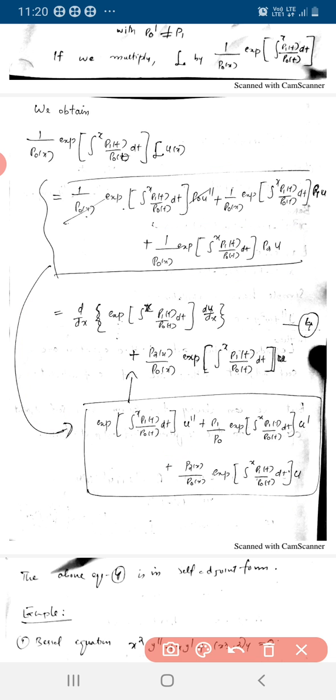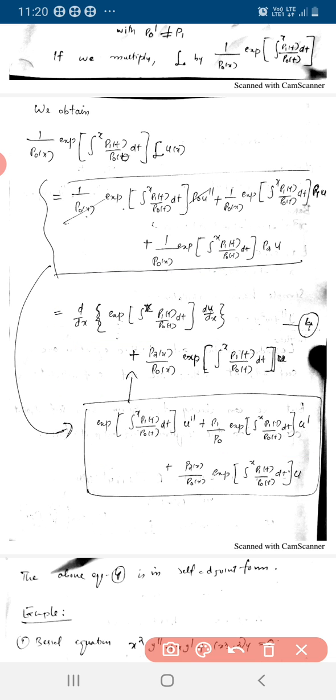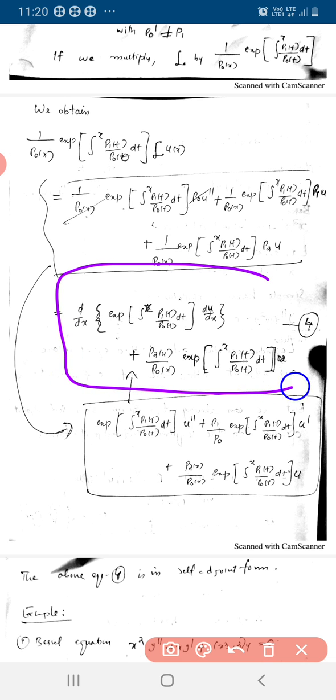So when we look at these two terms, by the product rule, we can write it like this: d by dx of exponential this, and you will be getting these two terms. If I take d by dx of this, I will be getting this. And so clearly this is in the self-adjoint form, because we have d by dx of this, then this term, so we have this differential equation in self-adjoint form.